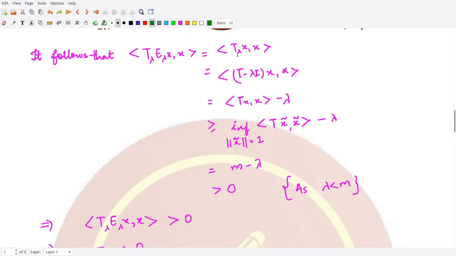If that is so, what is this? This is the definition for small m. This is the lower bound for the given interval. So this is small m. And here this quantity x tilde, that just represents a notation.